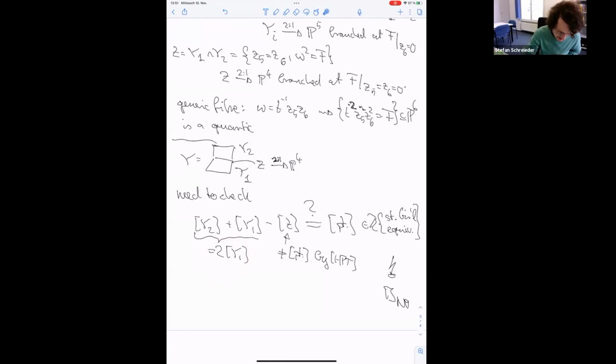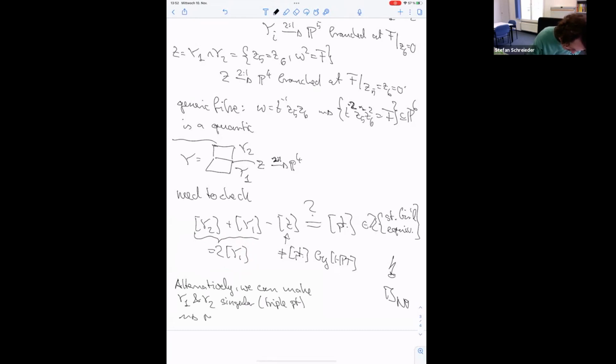There is another argument. So alternatively, we can make y1 and y2 singular. In fact, put a triple point there, and then they are rational.